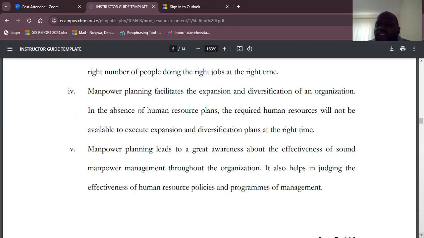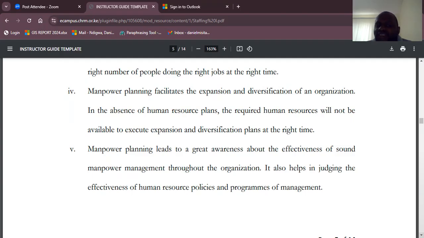So it is naturally to say that once an organization wants to expand their business, they will be required to plan for the manpower who are going to the new businesses that the organization wants to venture into. Look at Safaricom. Safaricom started as a telecommunication company, but over the years, they have tried their level best to diversify into M-Pesa. Therefore, M-Pesa is a branch of Safaricom. But there was a plan to make M-Pesa to become independent.